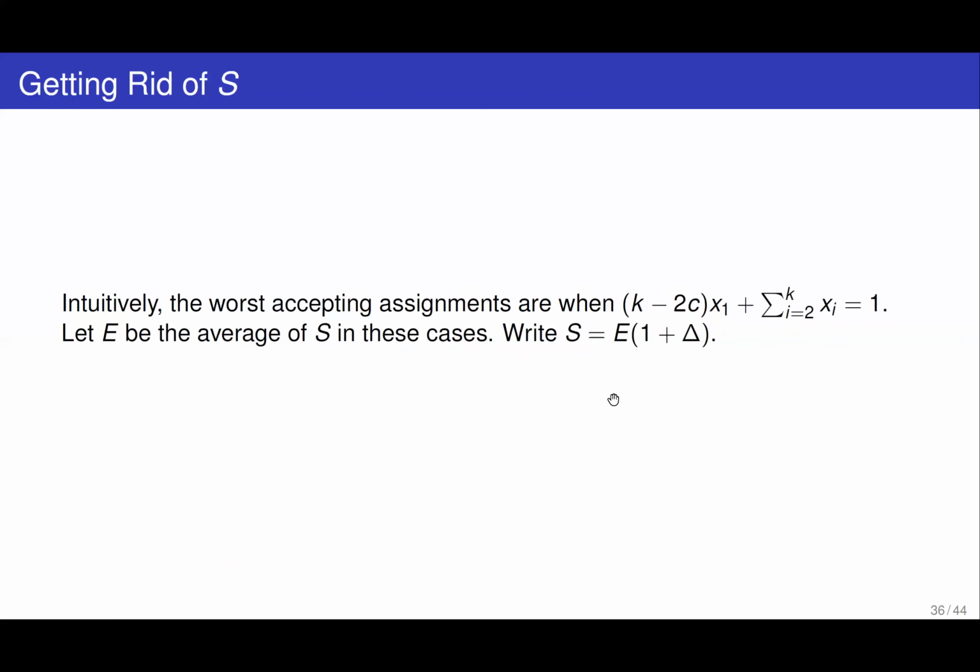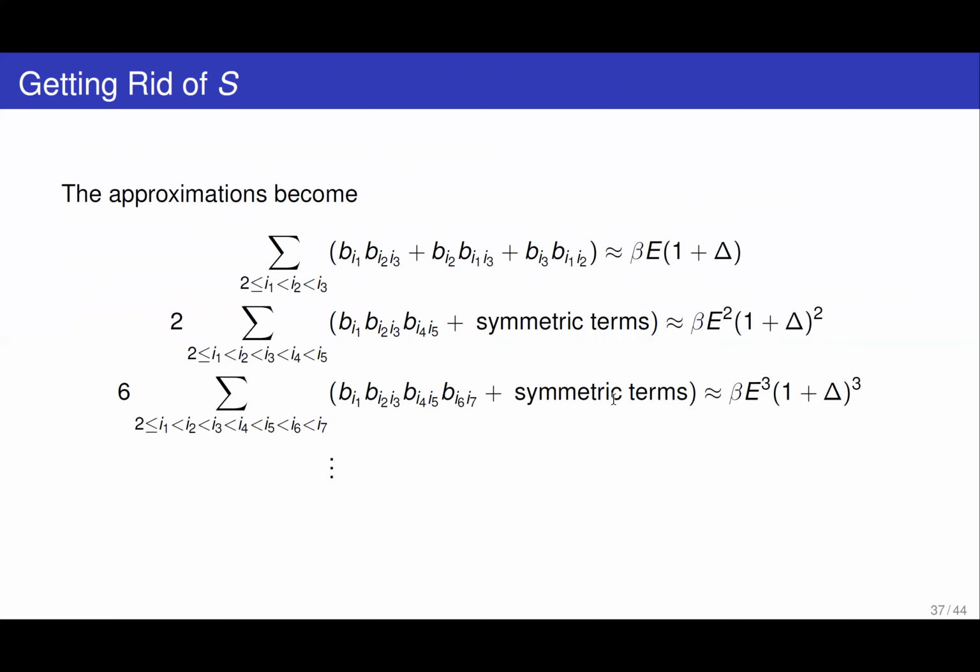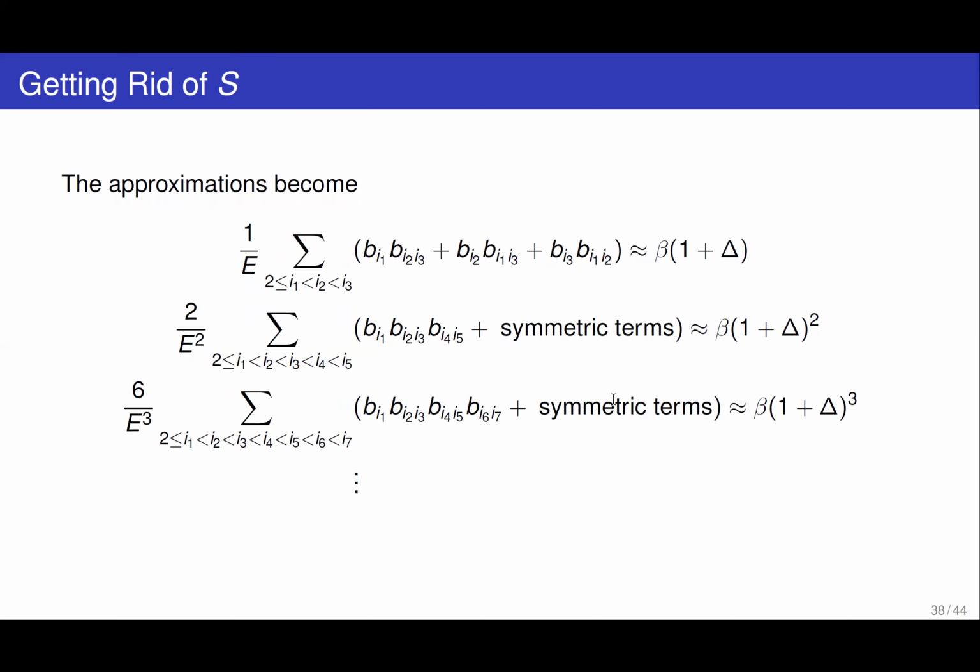Intuitively, the worst accepting assignments are when this linear sum is exactly 0. So the vote passes with a margin of exactly 1. Let E be the average of S in these worst cases, and write S equal to E times 1 plus delta. So delta here will be a parameter that characterizes how far we are from the worst accepting assignments. And the previous approximations will become the following. We'll have beta times E times 1 plus delta, beta times E squared times 1 plus delta squared, and so on. And since E is a constant, we can shift them to the left-hand side.